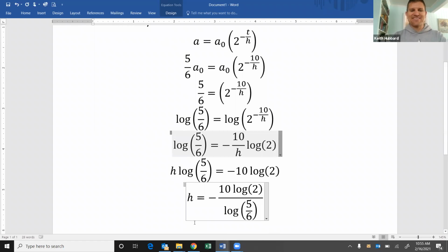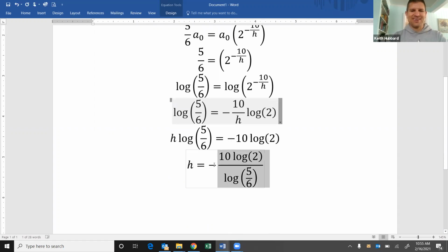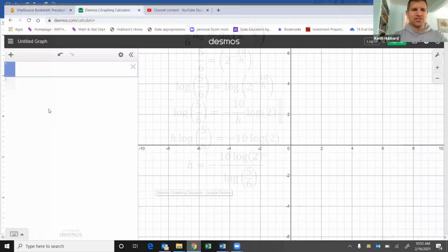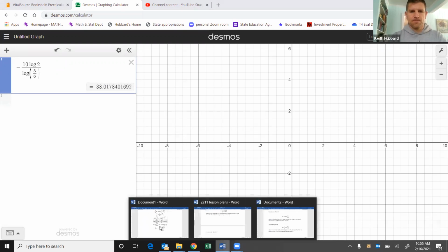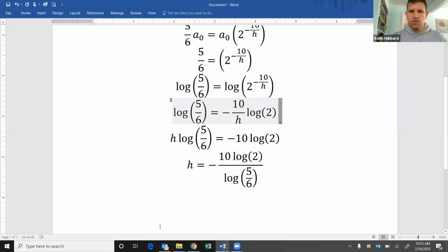And now I just have to know what that is. Well, that might be a little above my grades, so maybe I'll just type it into Desmos. Negative 10 log base 2 divided by log of 5/6. 38.02. So let's say approximately 38 years. Hope that's helpful.